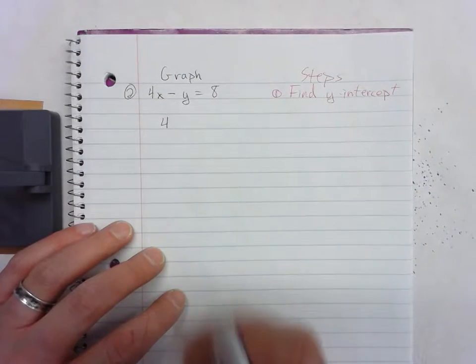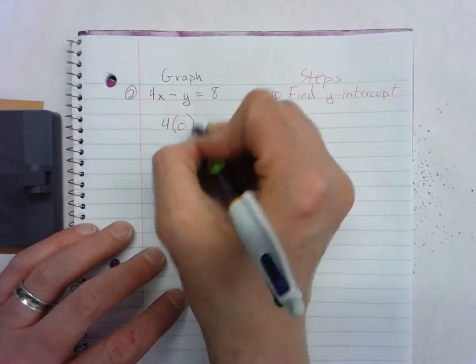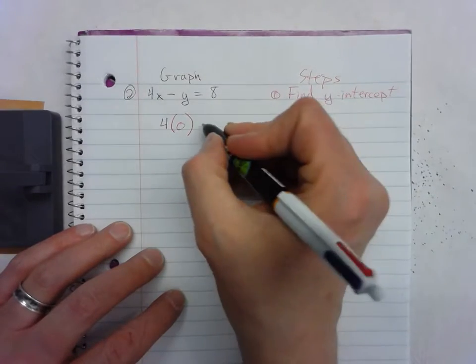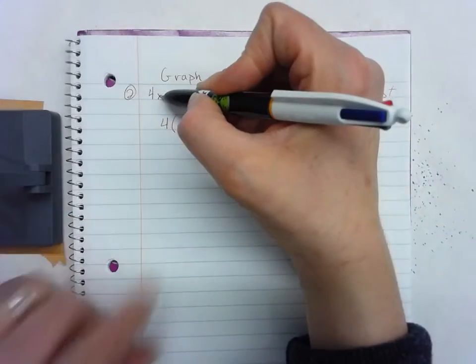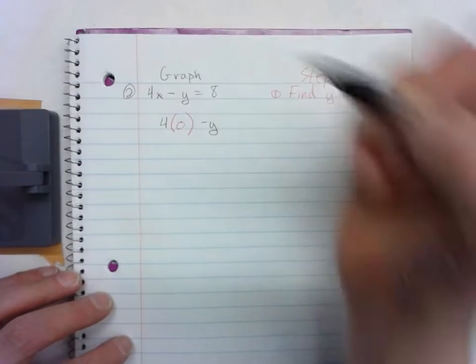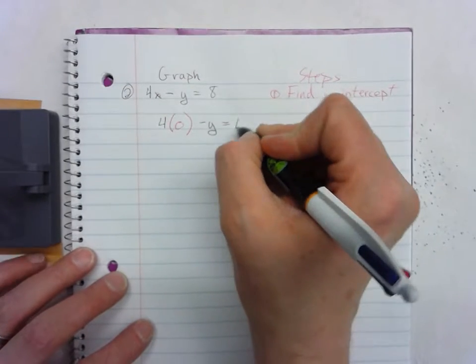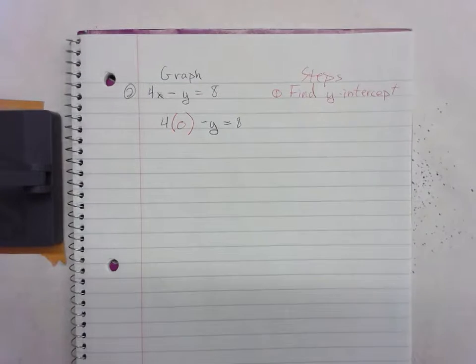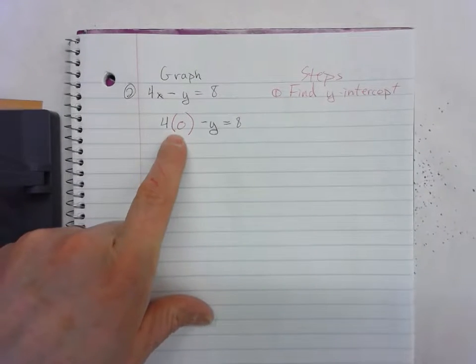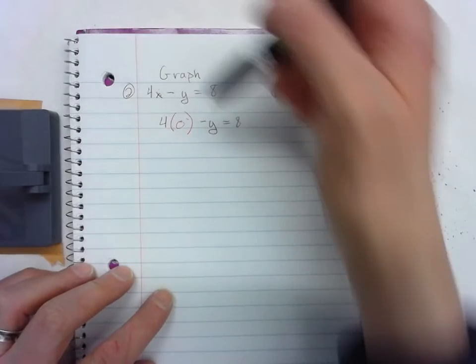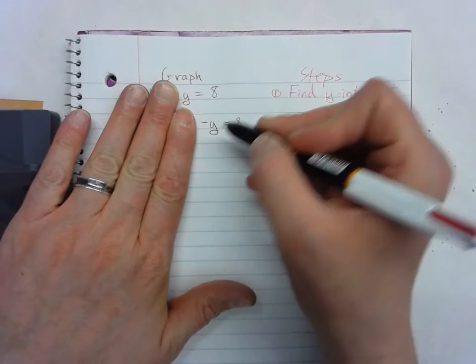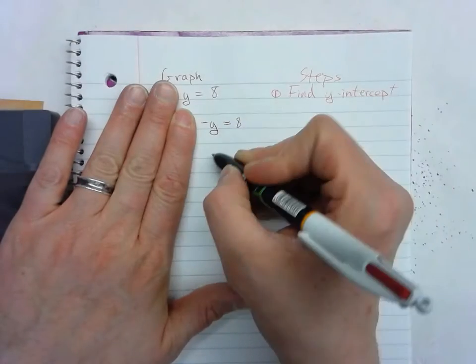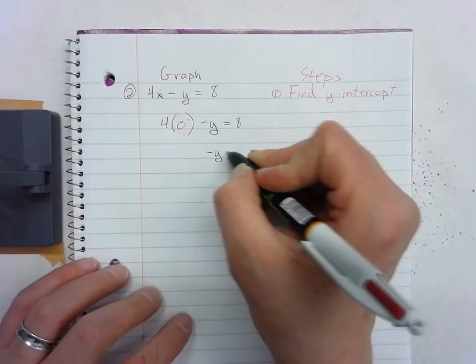So this is going to be 4 times 0, and I'm changing it to red so that it's clear that I'm taking that x, getting rid of it, and replacing it with 0. Remember, 0 times any number is 0. So effectively, this term is just going to disappear, and we don't have to worry about it anymore. It just leaves negative y equals 8. So I'm going to rewrite what I got left.